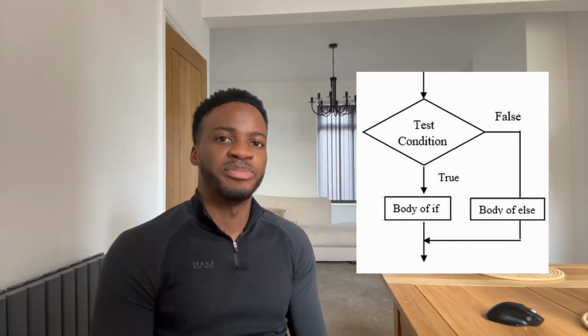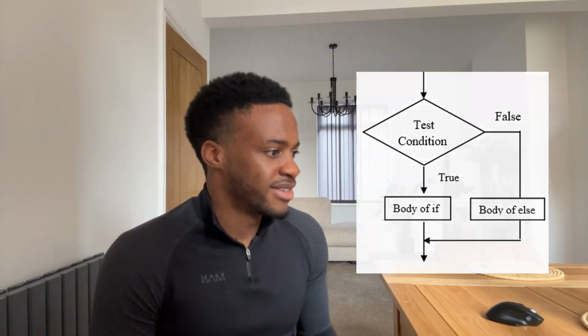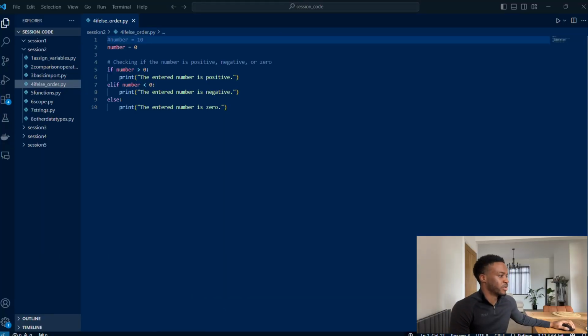We're just going to look at an if-else loop, and this is flow control in Python. So it's just basically executing code based on a certain condition. So we have a number which is equal to 0, and then we have this if, elif, else pattern.